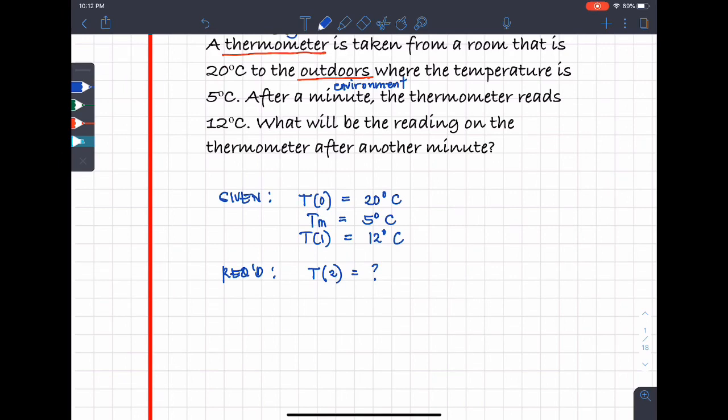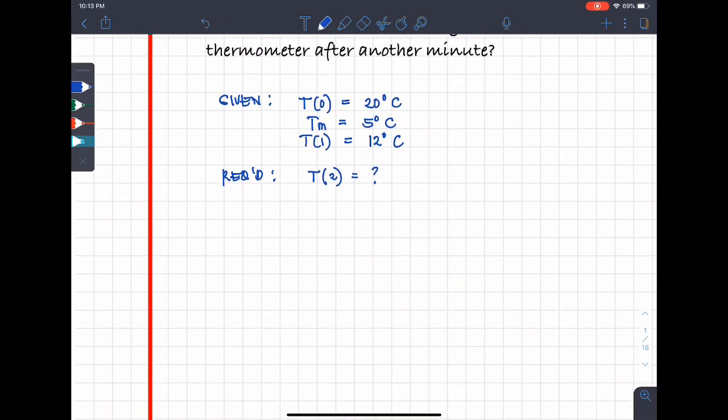From there, we could already have an idea of what our answer would be. We are already given a range for our answer. That would be less than 12 degrees Celsius, but that should be greater than 5 degrees Celsius, because we cannot have a temperature lower than the temperature of the environment, since the change in the temperature is cooling, or a decrease in the temperature, up to 5 degrees Celsius only. To solve this one, we're not going to derive the formula anymore.